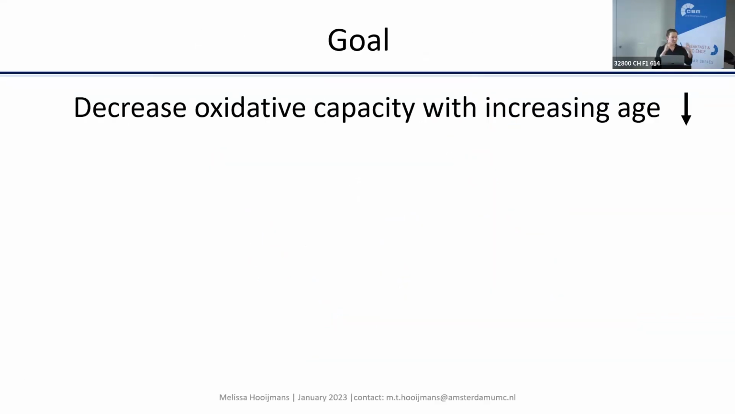So the goal of the project within the Amsterdam UMC was to set up a platform to measure oxidative capacity and figure out what the main factor attributing towards the decrease in oxidative capacity with increasing age is. And as you all know, the elderly population is a very vulnerable population, so you would like to use non-invasive technologies to investigate all these different kind of processes within the muscle tissue.